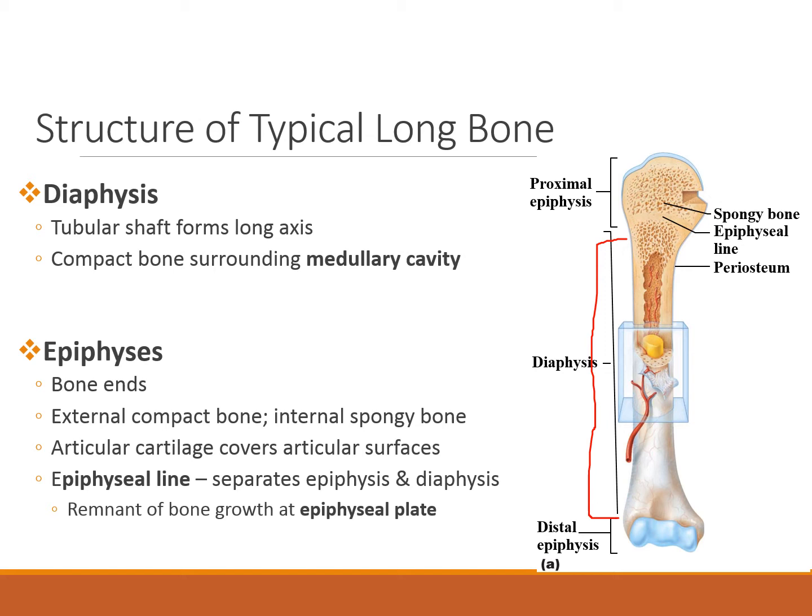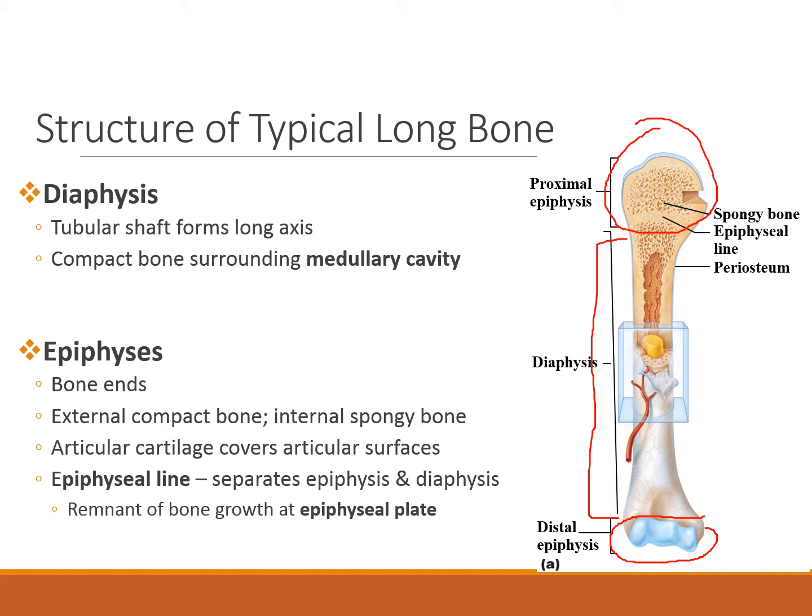Adjacent to the diaphysis are the 2 bone ends called epiphyses. Here's one, and here's the other. Externally, these structures are composed of compact bone, but internally there is spongy bone. In adults, red bone marrow can be found within the spaces formed by the spongy bone.